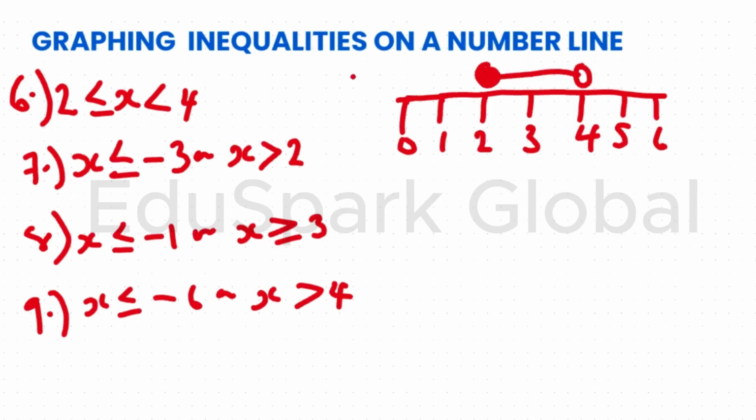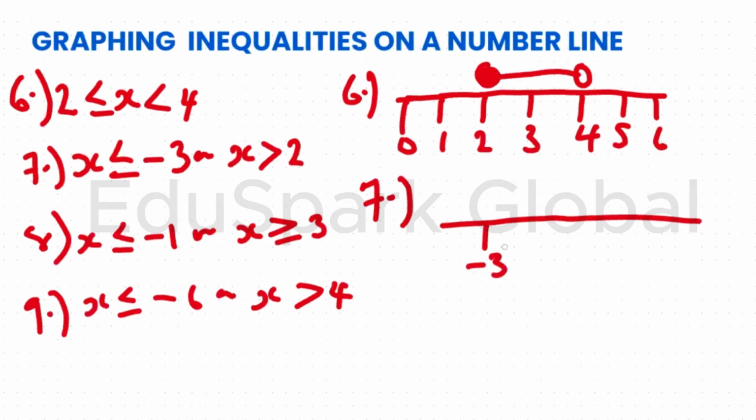For question number 7, we have x is less than or equal to negative 3 or x is greater than 2. So we're going to draw the number line. So the first one is x is less than or equal to negative 3. So let's have negative 3. We have negative 2. We have negative 1. So let's have negative 4, negative 5.